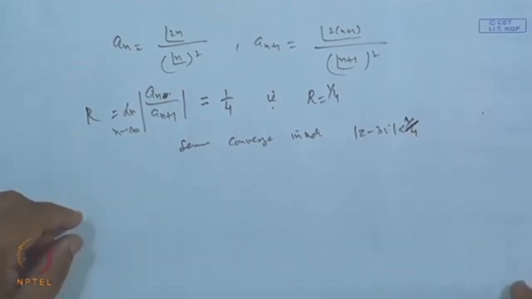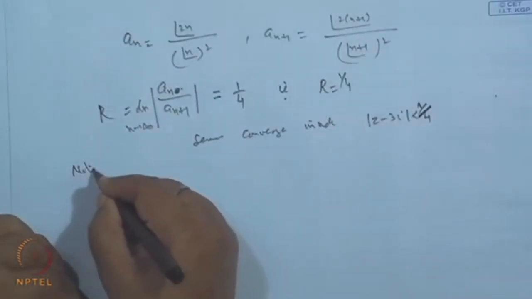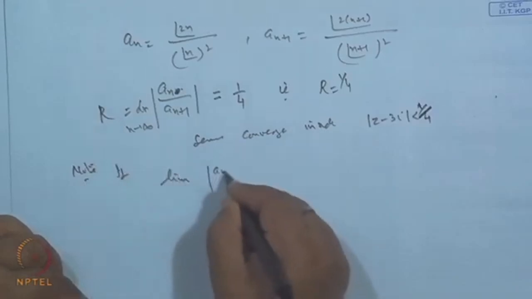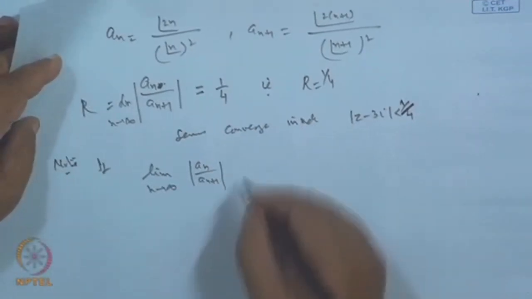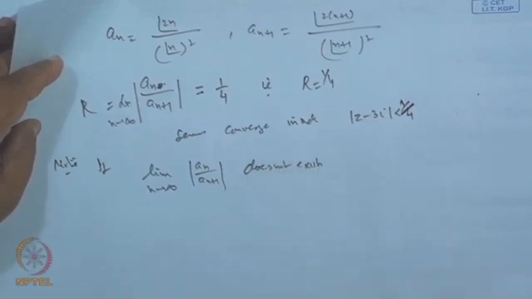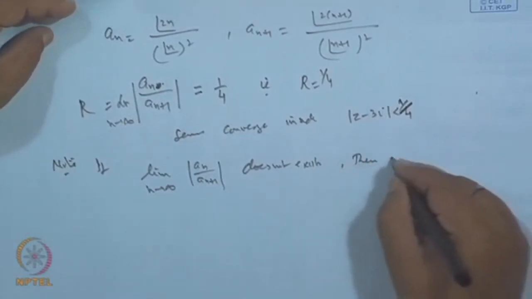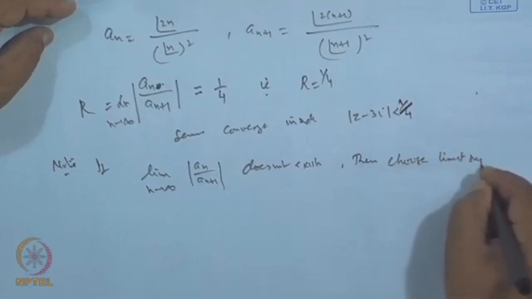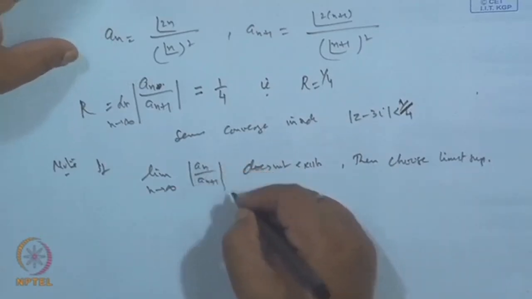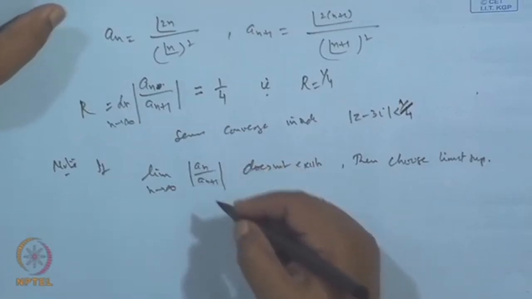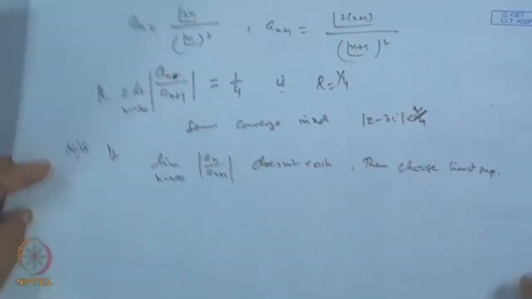Now, in case the limit does not exist, then we will choose the limit superior of this. Note, if the limit of mod a n over a n plus 1 as n tends to infinity does not exist, then you find out the limit superior. That is, if the limit of a n plus 1 over a n does not exist, then choose the upper part of it, the limit superior.